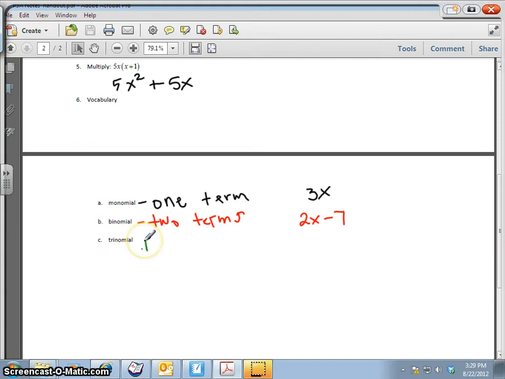A trinomial has 3 terms. An example of that might be 4x to the 7th power minus 2x squared plus 4x. And that's it for the first half of section P3.